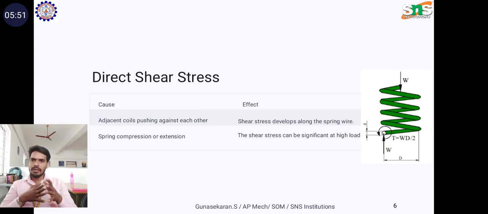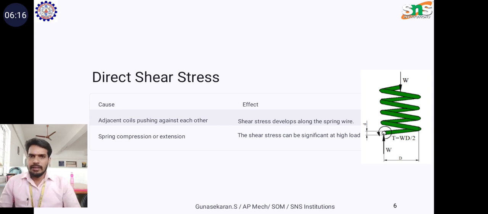In coil support and spring compression or extension, the shear stress can be significant at high load. Impact on performance: excessive shear can lead to material fatigue, reducing spring life and even causing failure if the stress exceeds the material shear strength.